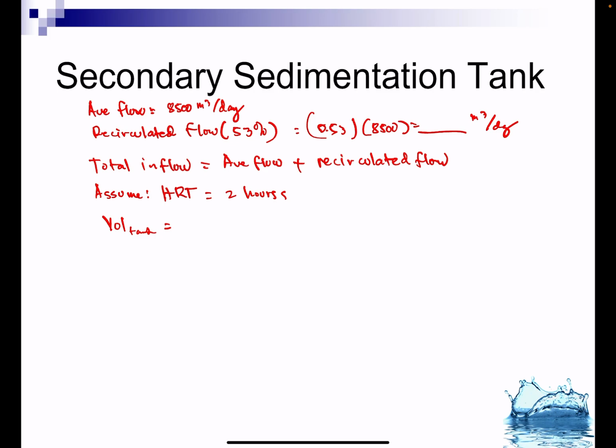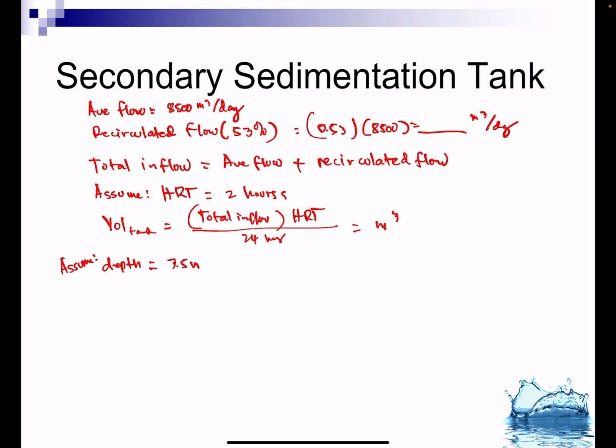This is the total inflow, which is your recirculated plus your average flow. So it's total inflow times your HRT divided by 24. Since HRT is in hours, and total inflow is in cubic meter per day, divide by 24 hours. Okay? So you get that in cubic meter. Again, depth. We always assume the depth. Assume the depth of the tank. Let's say 3.5 meters.